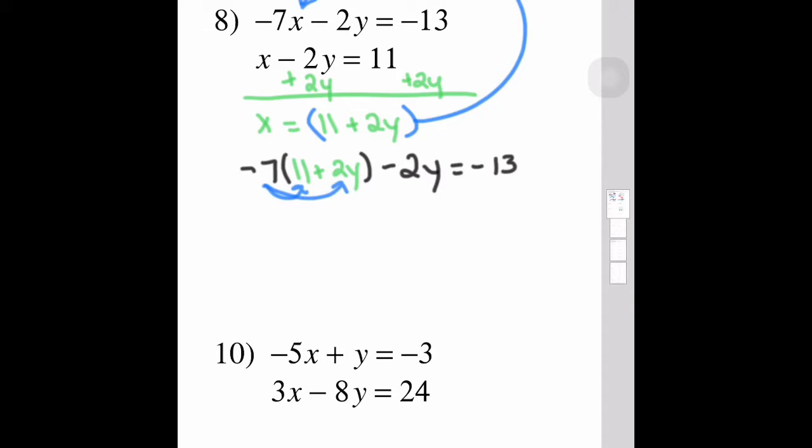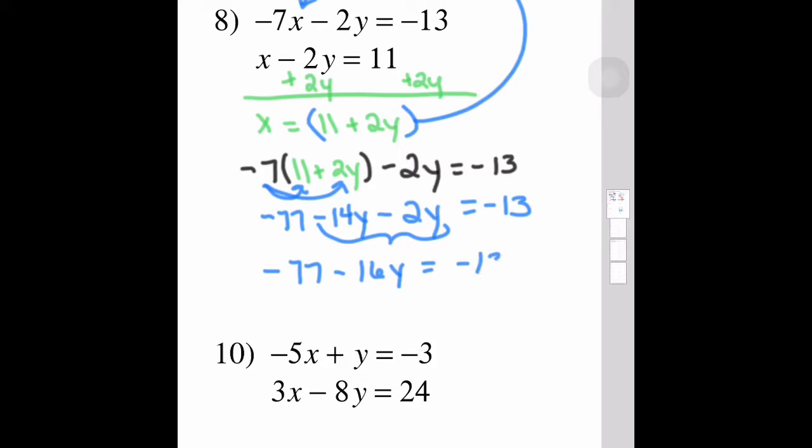Negative 7 times 11 is negative 77. Negative 7 times 2y is negative 14y. Bring this down. It's not part of the parentheses there, so just bring it down, equals negative 13. Combine my like terms, so negative 77 minus 16y equals negative 13. I need to get my variable alone, so I'm going to add 77 to both sides. Then I have negative 16y equals 64. Divide each side by negative 16, and you get y equals 4.